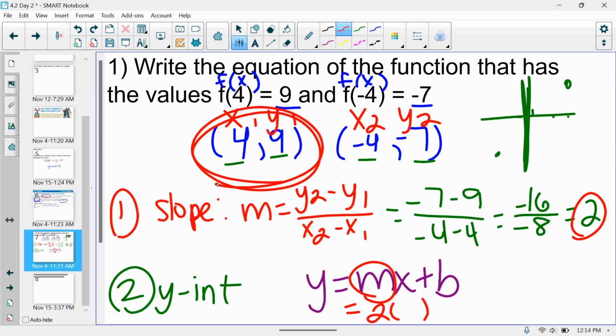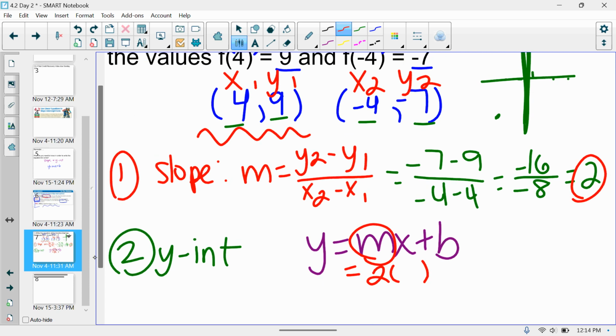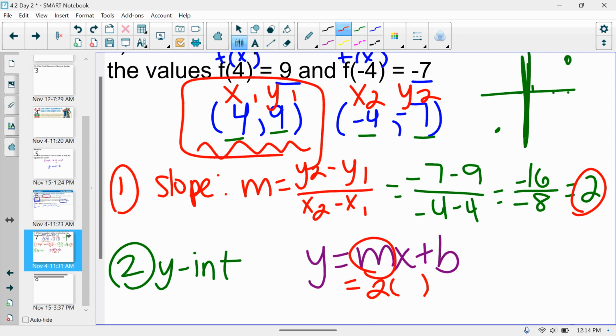Either 4 and 9 or negative 4 and so on. You're going to pick one of your points. Let's just go ahead and use this one. If I'm going to use this point, what am I going to put in place of y? 9. Good. And that means 4 in place of x.